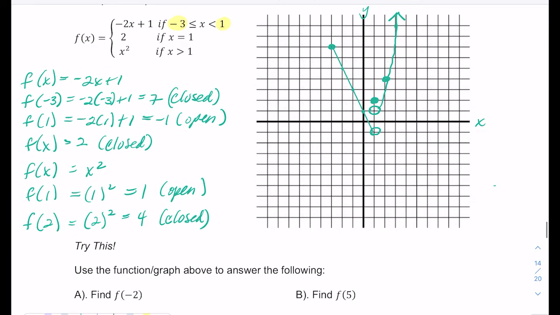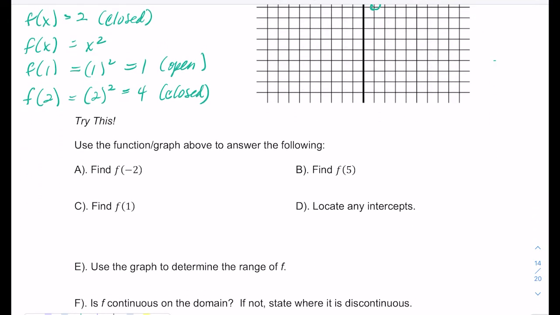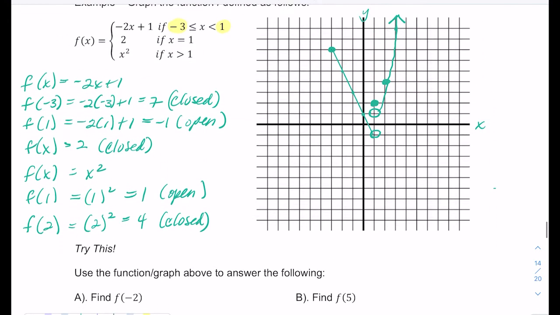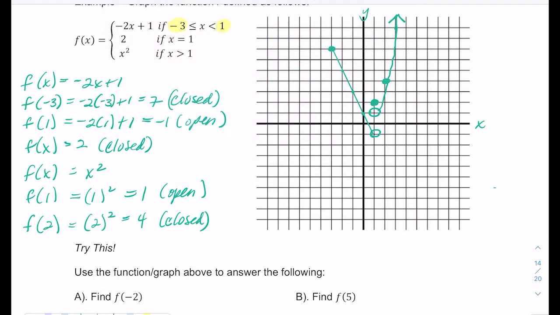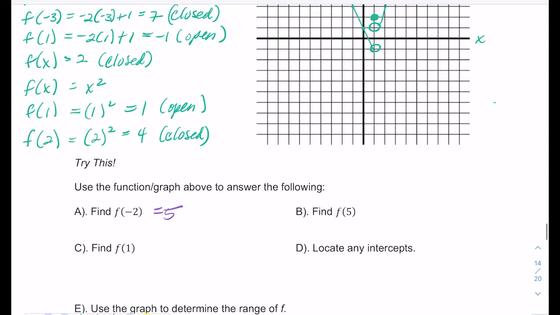Now you can answer some questions about the graph above. So if we have to find f of negative 2, if I go where x is negative 2 and find the y value, so x is negative 2 right here, and if I go up to the line, right there is what my y value is for f of negative 2, which is 5. Okay, I'll let you try B and C.